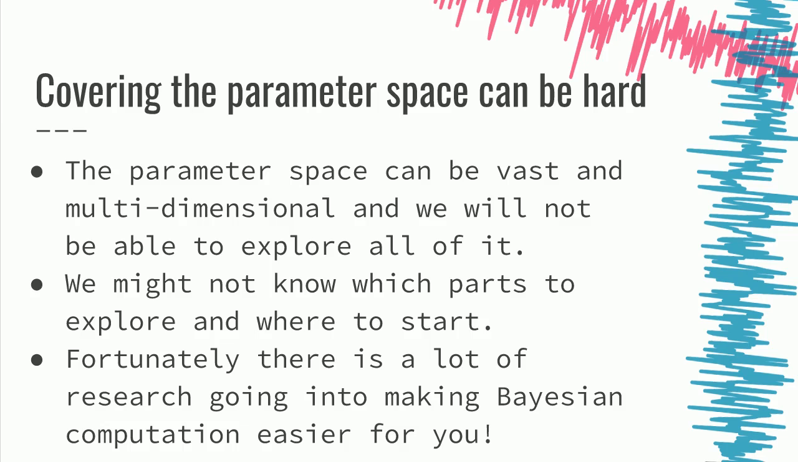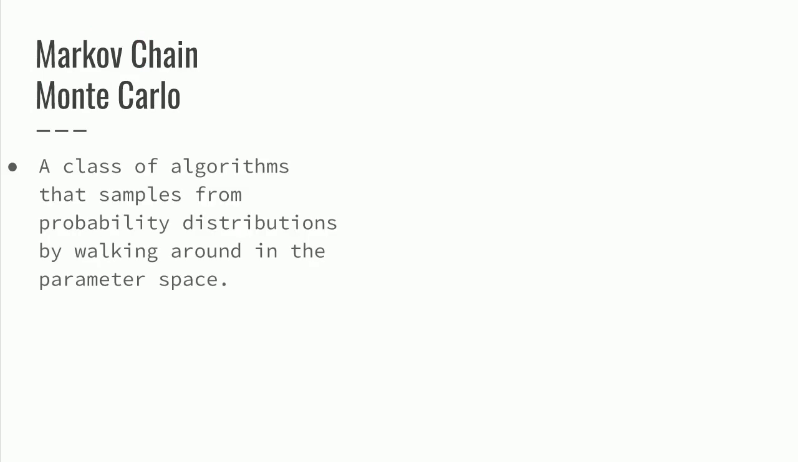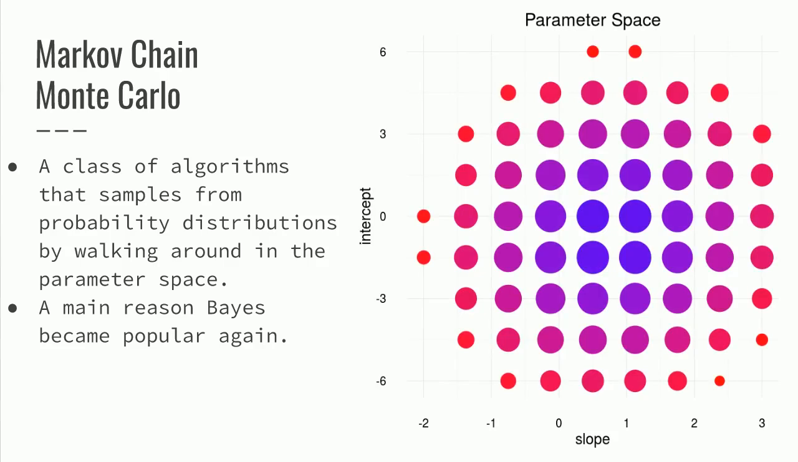And many more modern and efficient ways of fitting Bayesian models belong to a class of algorithms called Markov chain Monte Carlo algorithms. So this is a class of algorithms that samples from probability distributions by walking around in the parameter space in clever ways. And it's fair to say that the development of efficient Markov chain Monte Carlo algorithms is a main reason why Bayes became popular again.